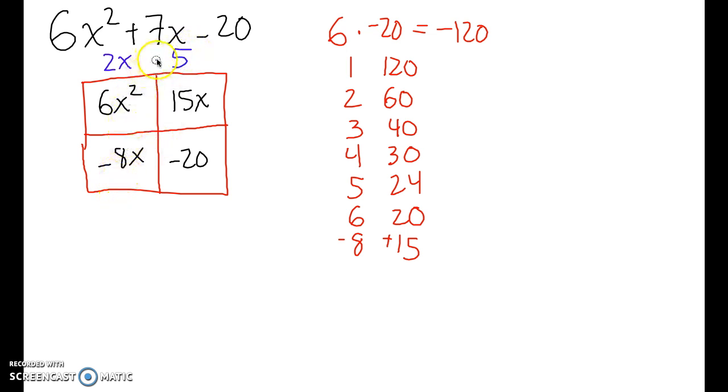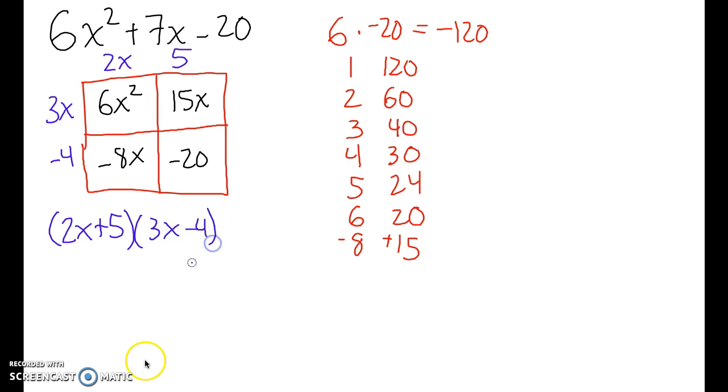And then what I'll have to do is look at this other one. So common factor here, 3 goes into 6 and 15, and x goes into x squared, so this is going to give me 3x. And then I have a negative 8x and a negative 20, so the largest number that goes into both of those evenly is negative 4. So my factors are going to be 2x plus 5 from the top, and 3x minus 4 from the bottom.